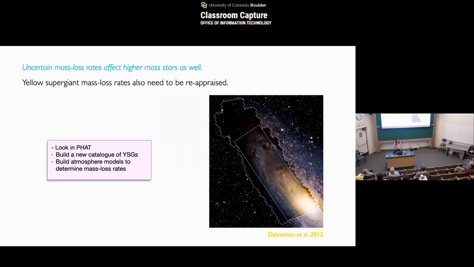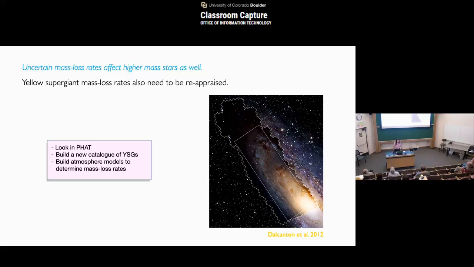But I think what's obvious is that yellow supergiant mass loss rates probably also need to be reappraised and looked at again. The problem is it's not quite as simple as for red supergiants because they don't produce as much dust, so you can't do the simple mid-infrared fitting that I was doing for the red supergiants. What we actually need to do is use stellar atmosphere models and strap a wind on and see what effect a wind would have on a spectra. But we need a good sample of yellow supergiants to do this.